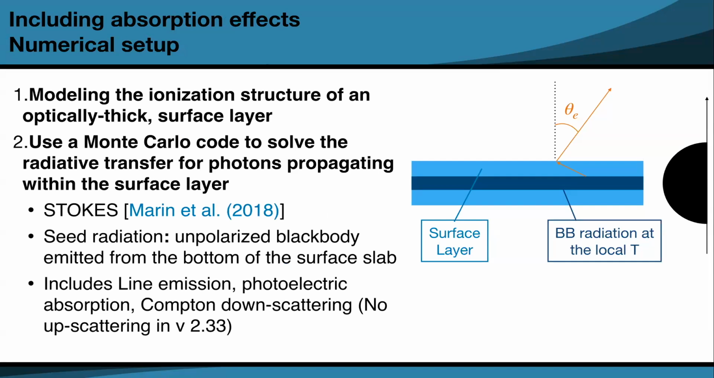And we assume the seed emission of this code to be an unpolarized black body coming from the inner layers of the disk. This Monte Carlo code includes several processes such as line emission, photoelectric absorption, and Compton down scattering, but for the time being, it does not include Compton up scattering, which, however, we expect to not be dominant in this case, since we are assuming the temperature of the atmosphere to be the same as the temperature of the underlying black body coming from the inner layers of the disk.